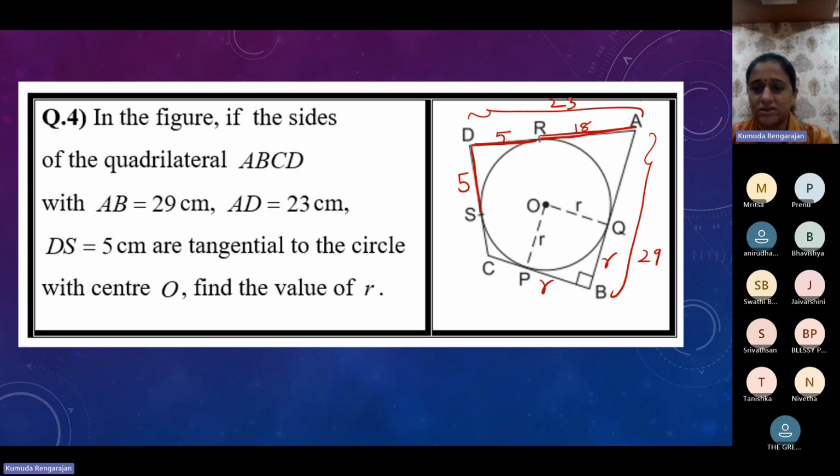If AR is 18, AQ is 18. If AQ is 18, then BQ will be 29 minus 18, which is 11. That means R is 11. And hence the radius of the circle, or the value of R, is 11.